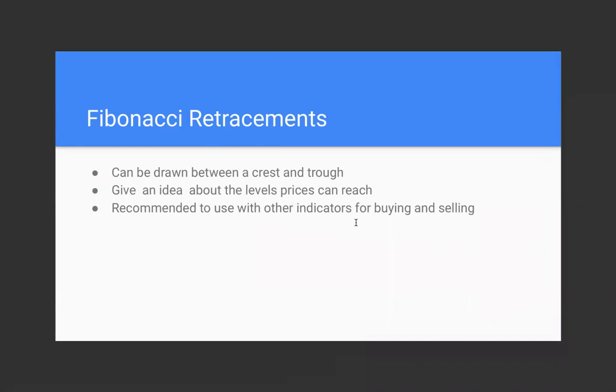Okay, Fibonacci retracements. What are Fibonacci retracements? We'll be seeing in a moment. But understand that it will be drawn between a crest and a trough. A crest is something like a swing high, the peak, and the trough is something like a swing low, and you can draw it. There are a lot of charting tools available today, like TC2000, TradingView, Thinkorswim. Everybody has Fibonacci retracements. It's a very common tool that is being used. It will give you an idea about the levels the prices can reach.